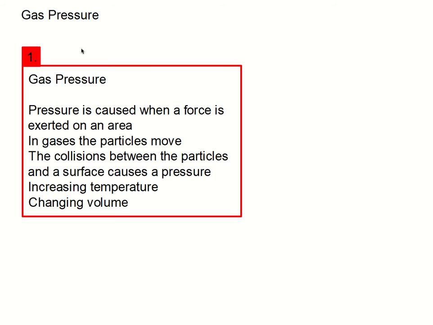Why does the end of a drawing pin go into a wall easily? Because the drawing pin has a very pointy end, which is a very small surface area, so we have a massive pressure. But it's more difficult to imagine with gases.